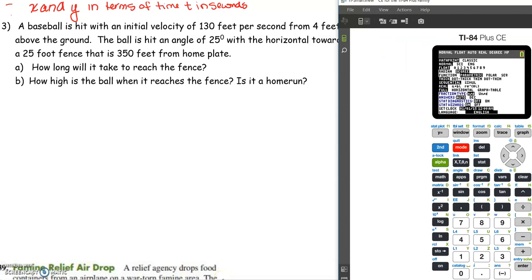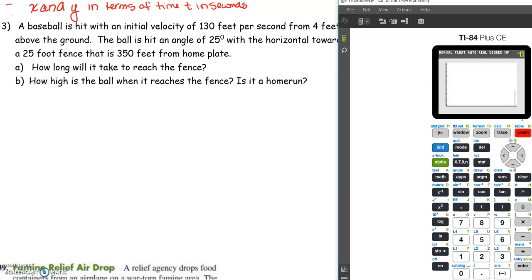So I'm just going to show you the simulation. I went to degree mode, because it's 25 degrees. Notice this time I decided to put my calculator in sequential mode. The reason is I first graphed the fence, and then we're going to graph the path of the ball, so that's not building the fence as the ball is hit, and we will see if it's a home run. So here goes, everyone.